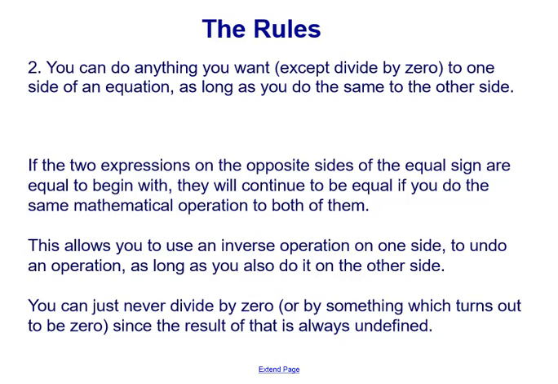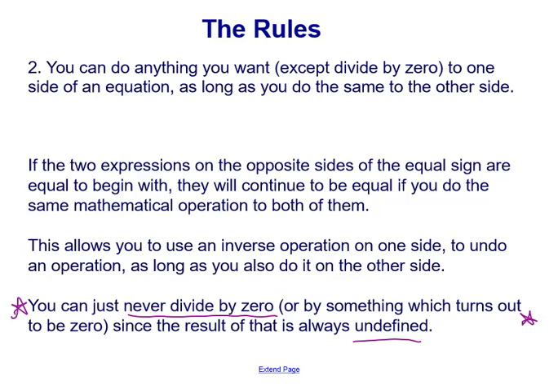The only thing we have to remember is that we can never divide by 0 or by something which turns out to be 0, since the result of that is always undefined. So we have to make sure that that never happens when we're using this second rule. When we're doing any of these inverse operations, we just never want to divide by 0 or something that turns out to be 0.